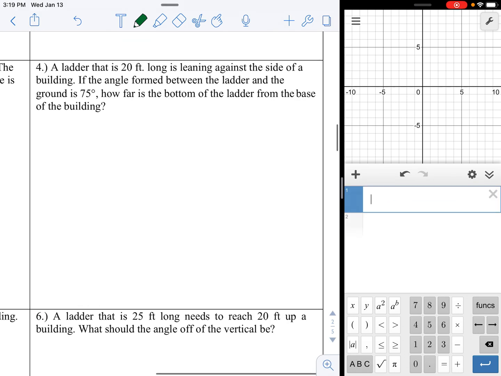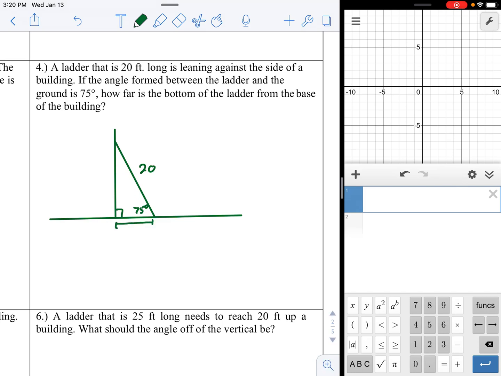All right, number 4. A ladder that is 20 feet tall is leaning against the side of a building. So here's the ground, here's a building, here's a ladder leaning up against the building. So that makes a right triangle, right? The ladder is 20 feet long. If the angle formed between the ladder and the ground is 75 degrees, so that's 75 degrees, how far is the bottom of the ladder from the base of the building? So we're looking for this distance right here. Call that x.